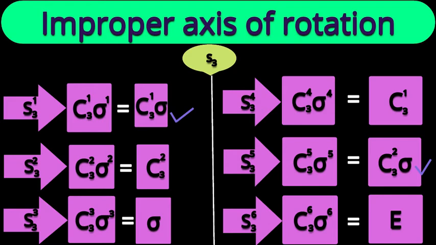S3^4 means C3 operation 4 times followed by sigma operation 4 times. C3 operation 4 times means C3 operation 1 time. See whether you are getting it or not. C3^3 means identity, a 360 rotation. Further, one more time C3 operation means C3^4, which means C3^1. And sigma raised to 4 means identity. So the simplified result of S3^4 is C3^1.